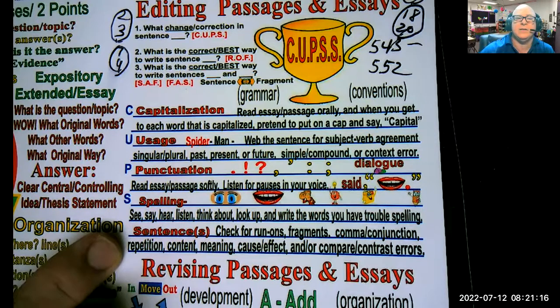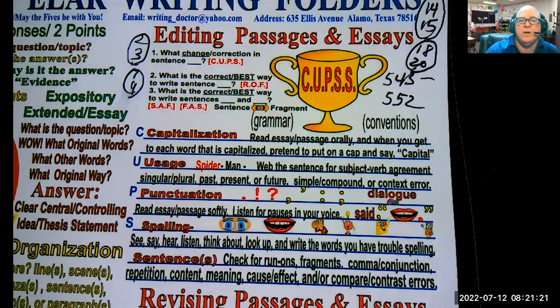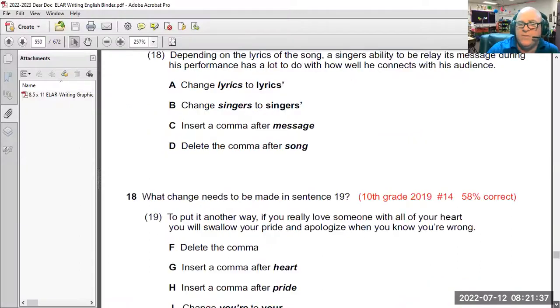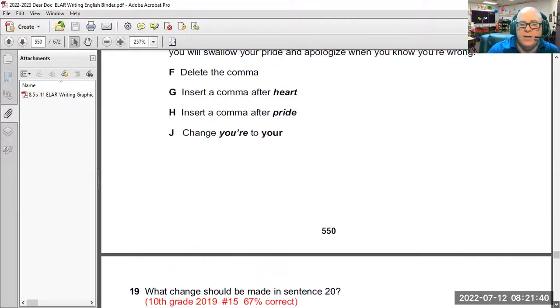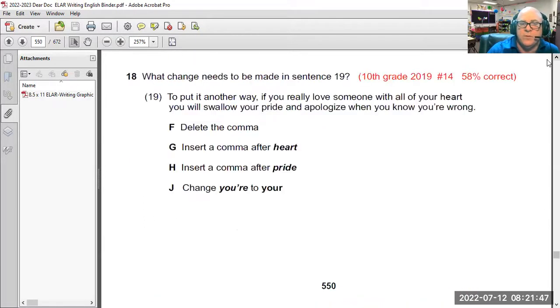So let's get right to it. We'll do questions 18 and 20 on pages 550 and 551. Okay, so here we go. As you see here, we should set up our whatever you feel like is best for you.